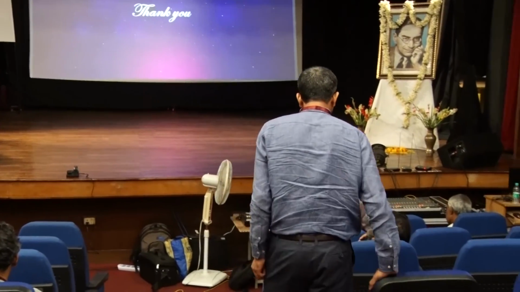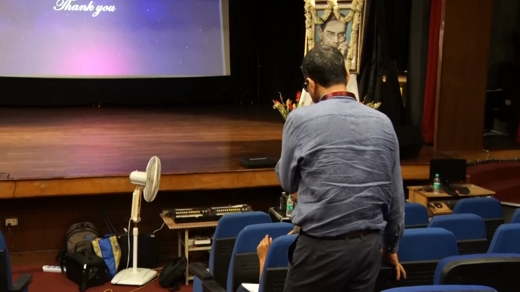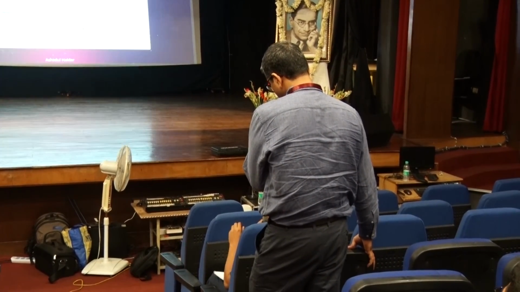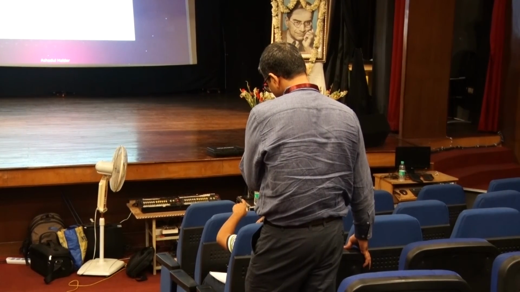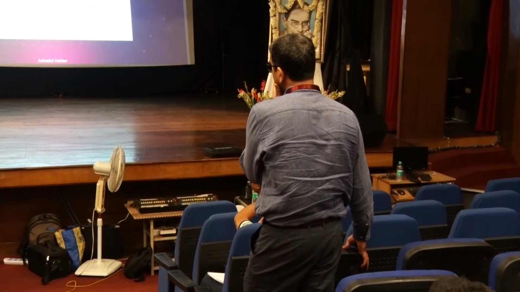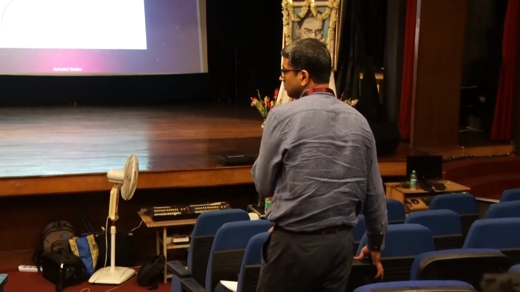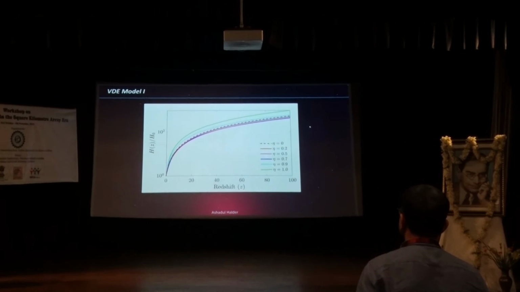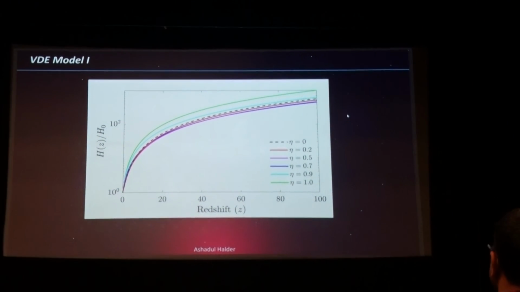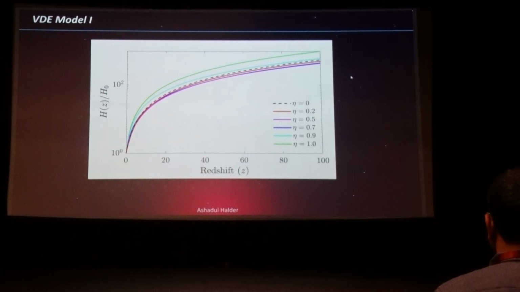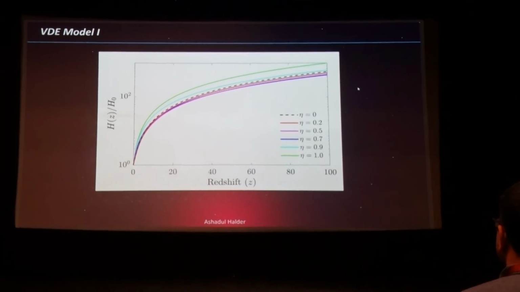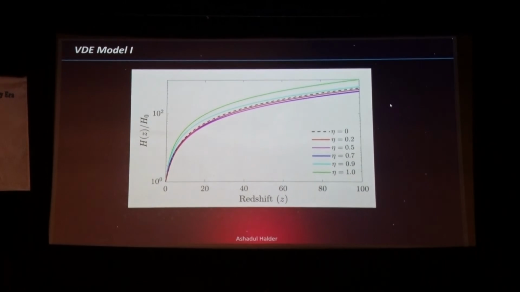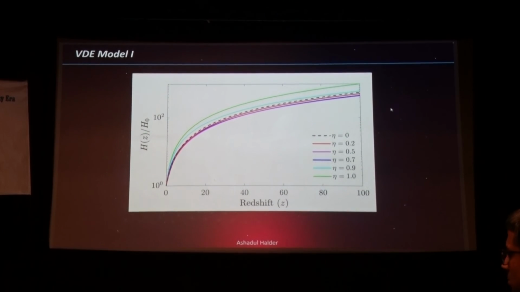I saw that your Hubble function as a function of redshift is deviating from lambda CDM, right? This one. The ratio is less than 1. If you go even further, let's say 1000, the ratio is around 100 or even more than that. So will that not affect other observations like CMB observations? Yes, it should, but we did not check that. We actually only checked for this.